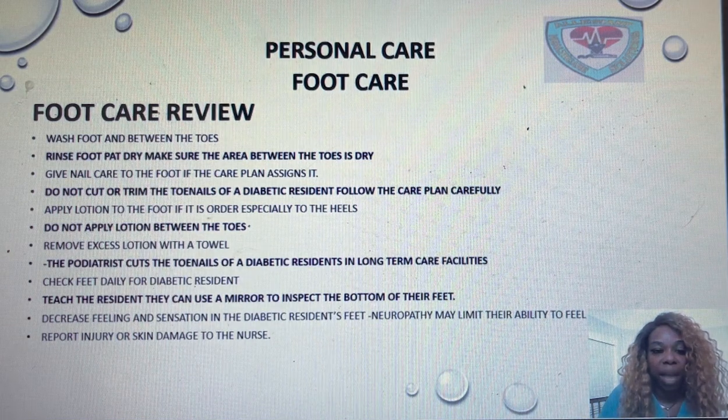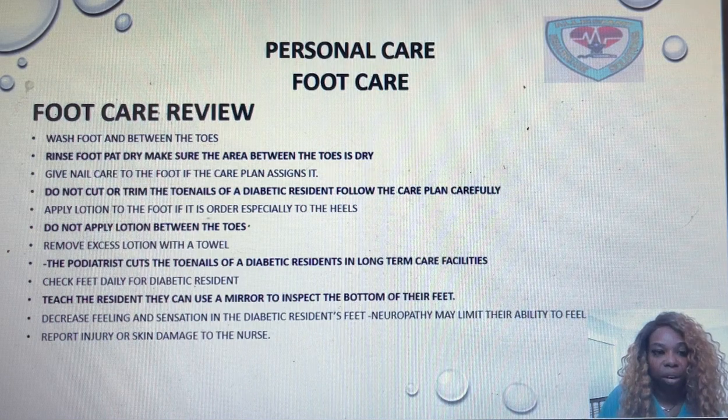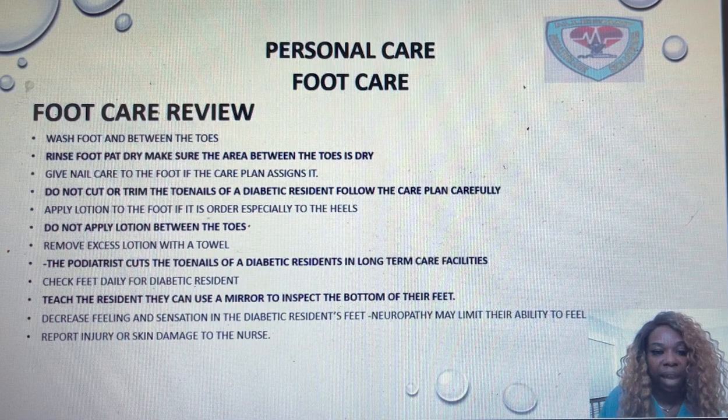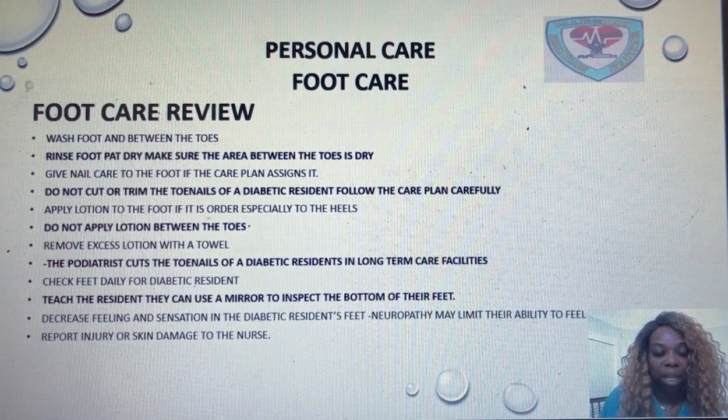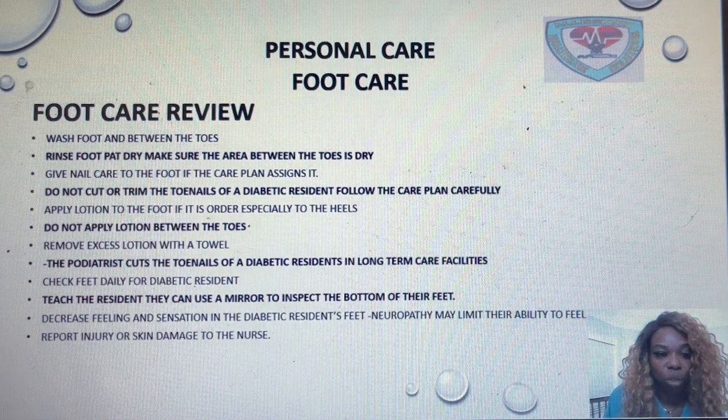That podiatrist comes in and provides the nail care or the foot care for those residents. So always follow the care plan. Never provide care for a resident that the care plan does not ask you to do.